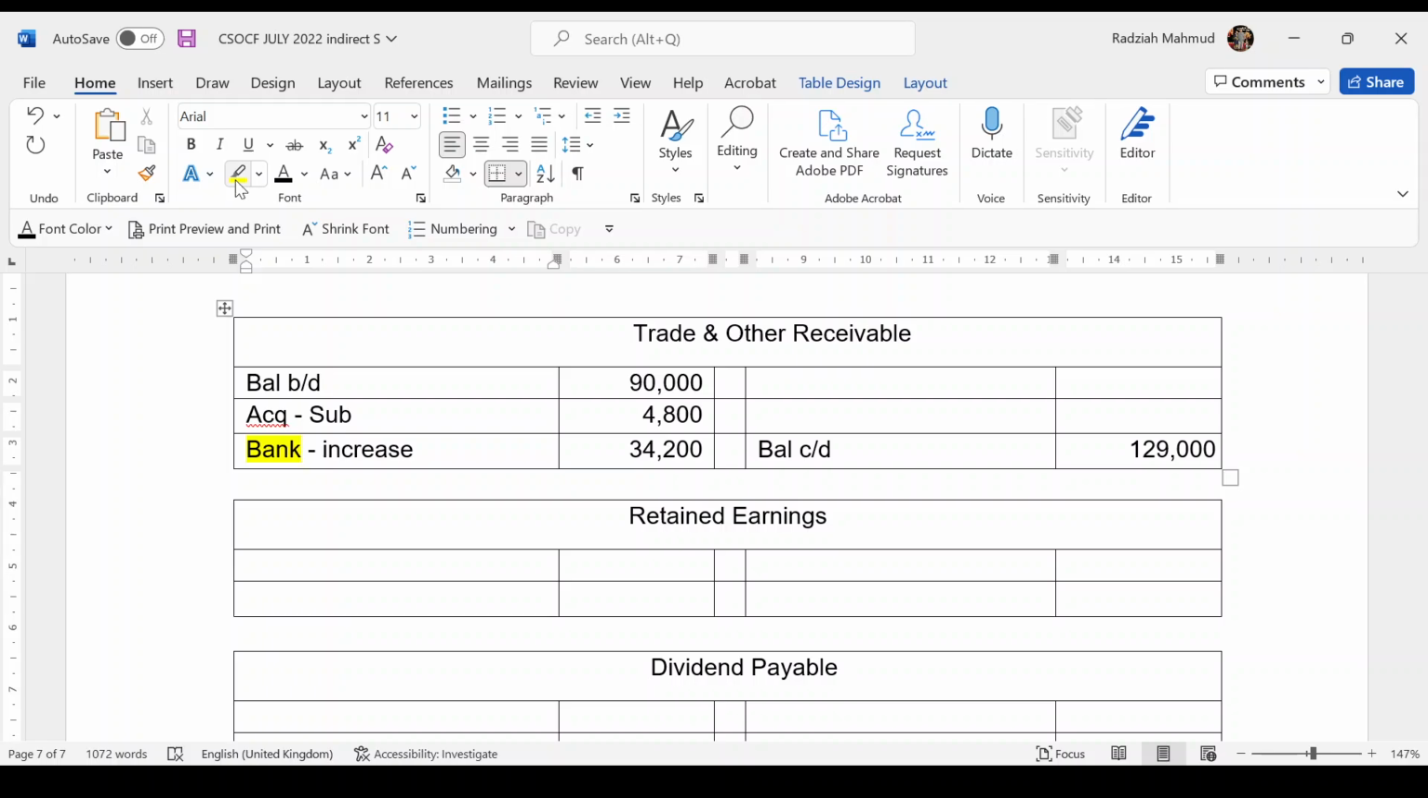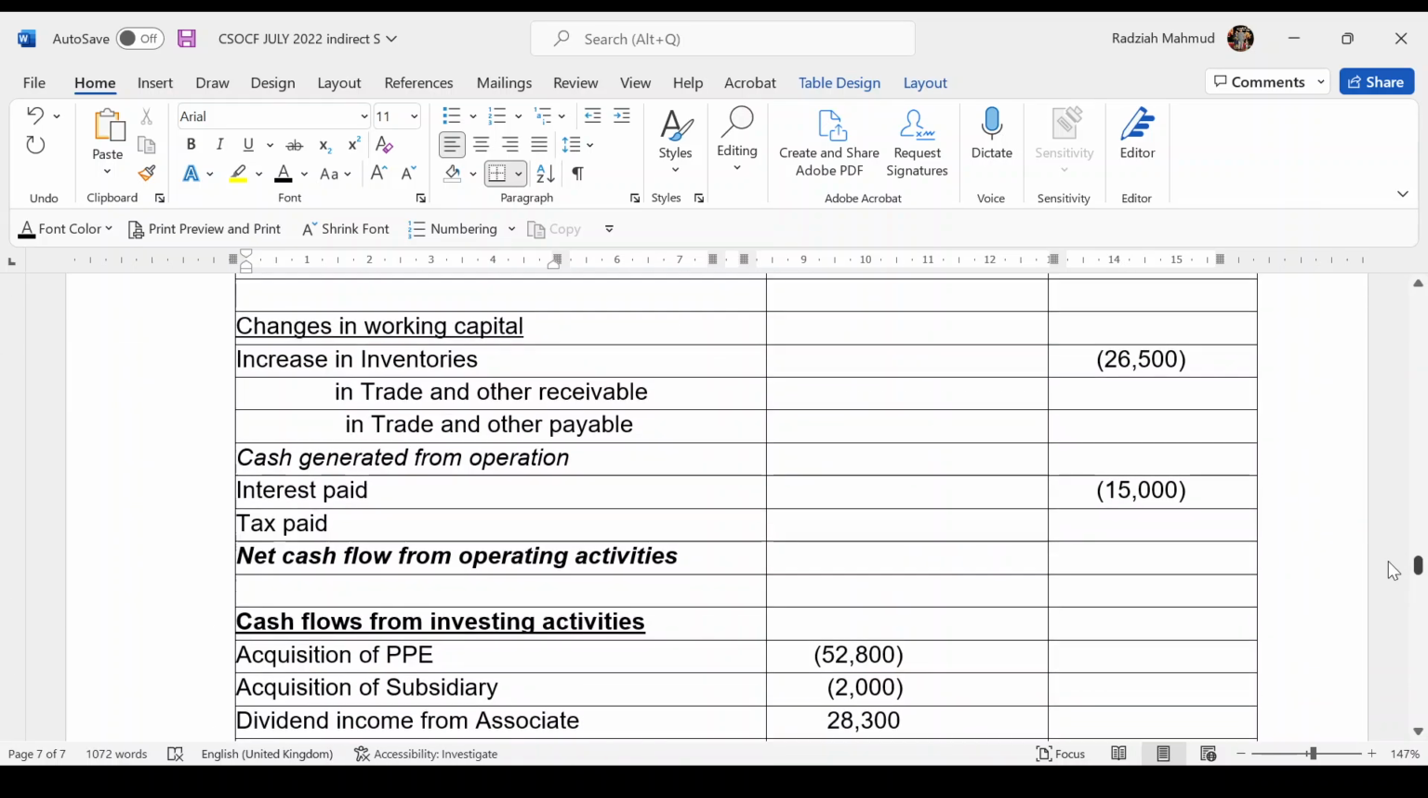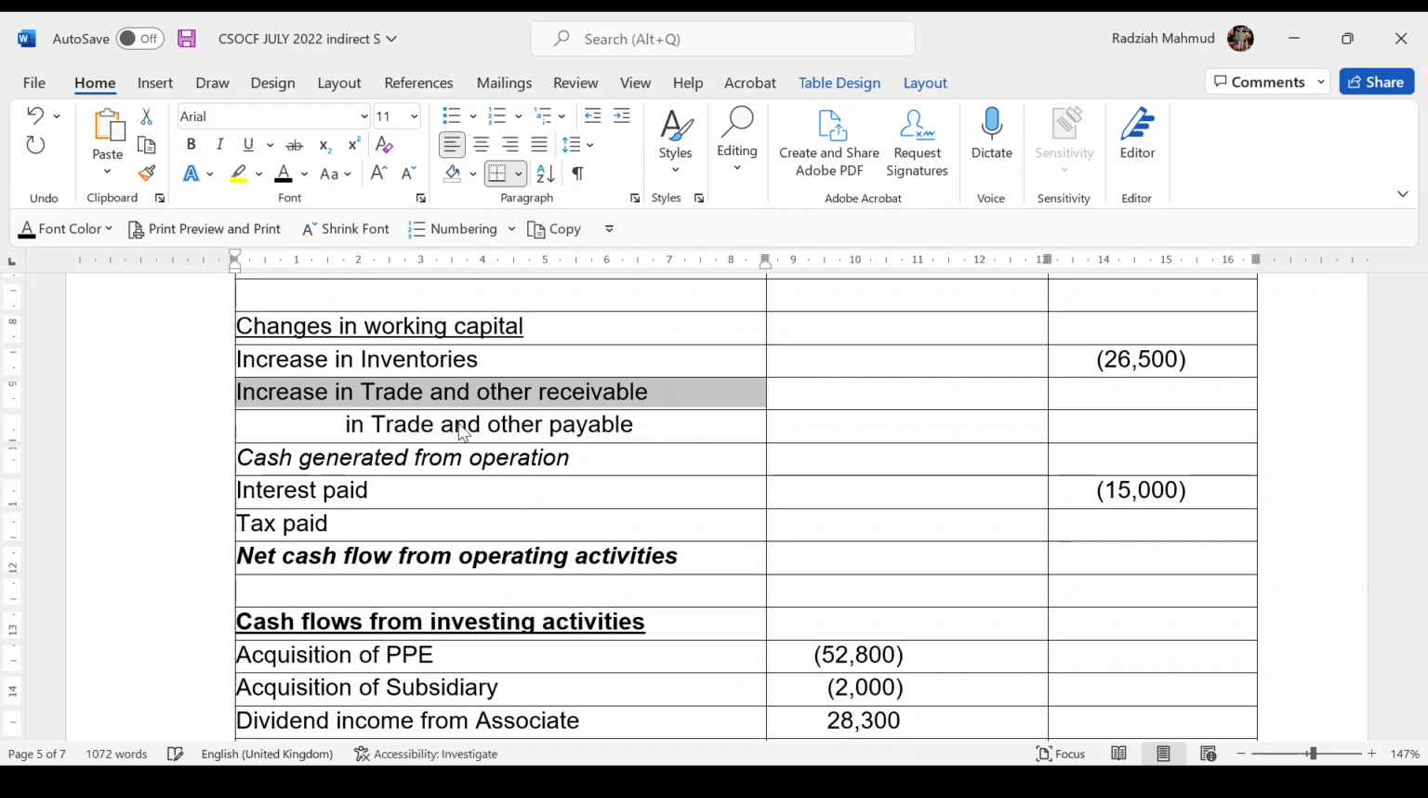So when trade receivable increases, it means that we have a cash outflow. Why does receivable increase? Because we don't receive money from our receivable. In other words, when we don't receive money, it is considered to be outflow. So when we show it in our cash flow statement, an increase in trade receivable is an outflow.